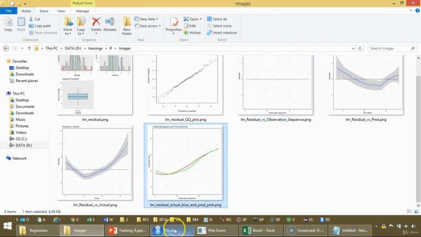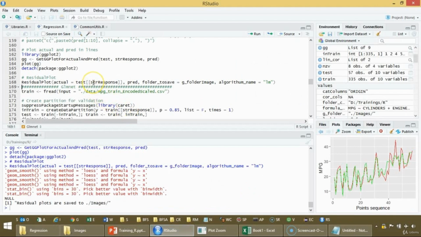Okay, that's all for the residual analysis, and that's all for the linear regression. Thanks for watching it. See you in the next one.